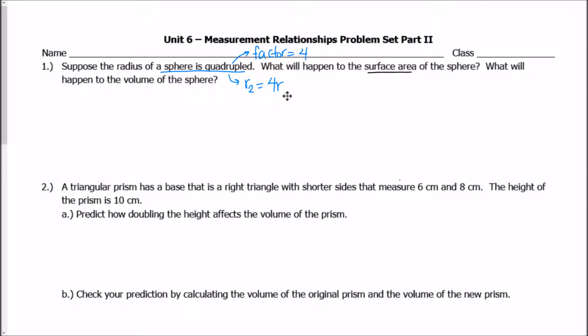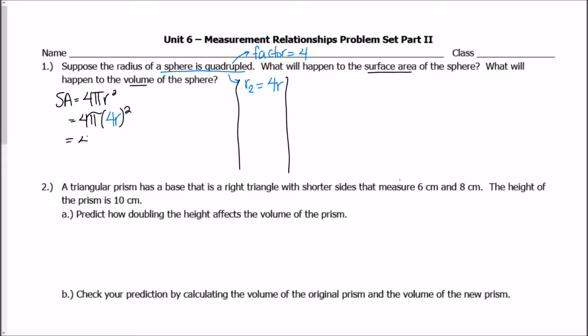Okay, so if that's the case, I want to figure out what's going to happen to the surface area of the sphere. And I also want to figure out what's going to happen to the volume of the sphere. Well, for the surface area, the formula for the surface area of a sphere is 4 pi r squared. Okay, and instead of plugging in r, I now have 4r as my new radius. So I'm going to take 4r and I'm going to square that.